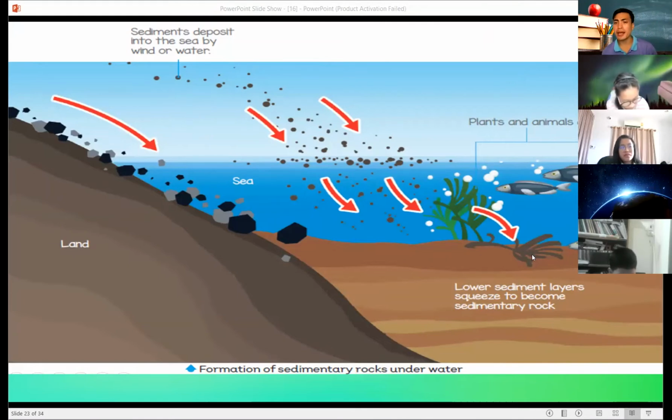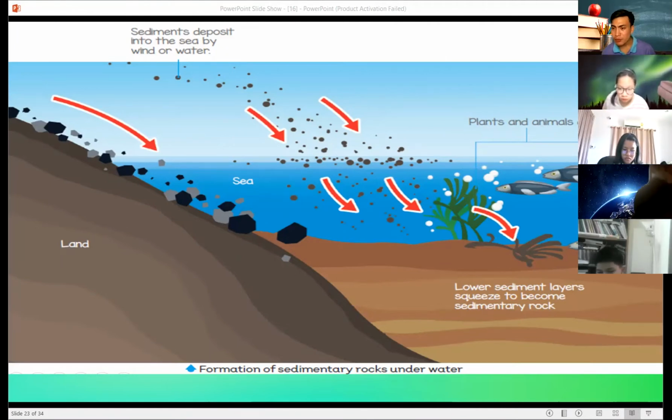Now, when there is a dead plant under the bottom of the ocean, and there's a dead fish as well, they will be covered by sediments, covered by another sediments until after a long period of time, these sediments will start to become compacted. Okay, when it becomes compact, it becomes hard and it becomes a sedimentary rock. So in short, sedimentary rocks are formed by the sediments that are being squeezed together. Okay, sediments being squeezed together, that is sedimentary rock.